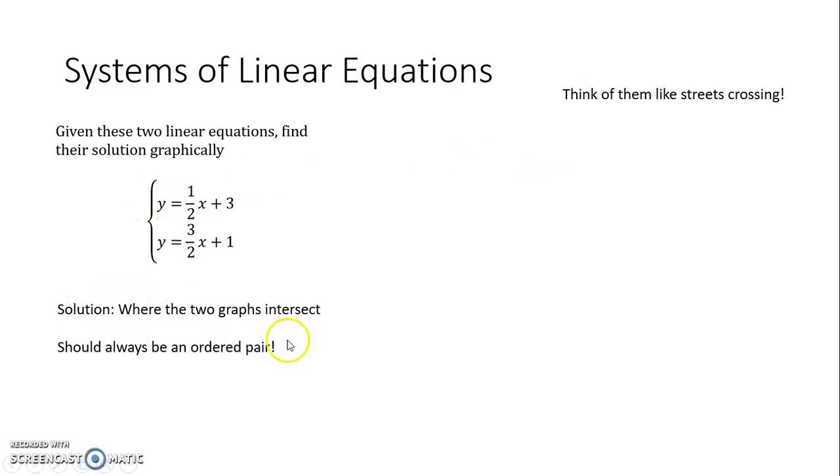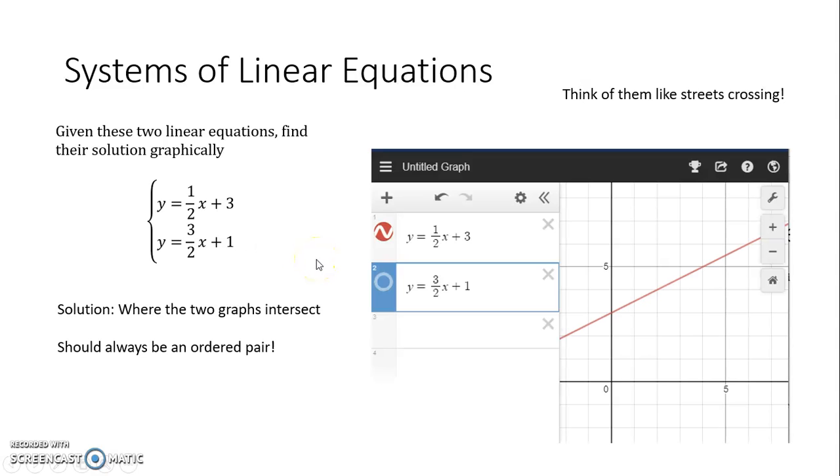So this is really important. We're going to talk about this a bunch, but the solution to this system of two linear equations is wherever they cross. So it's just like if you have streets and they cross. I'll show you that in just a moment.